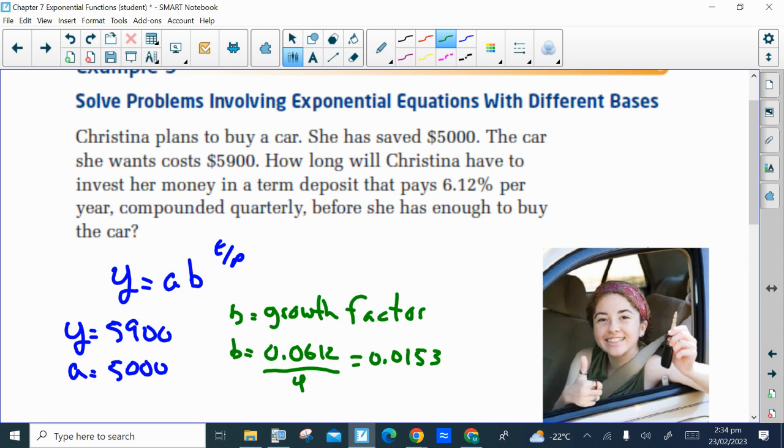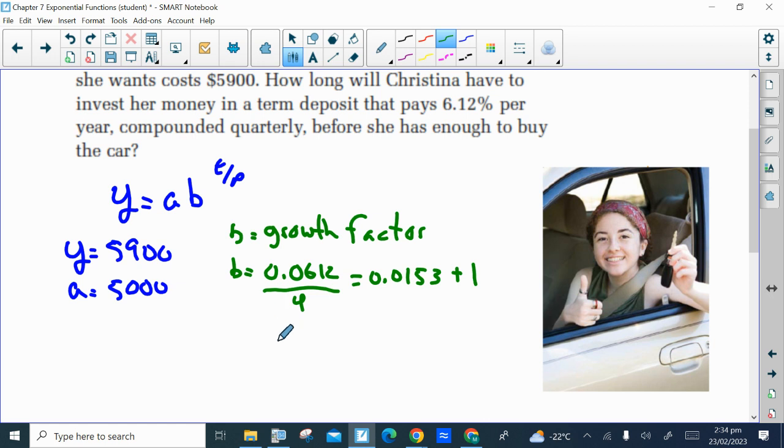So that's what our b value is. However, we're actually going to add a 1 to that because, let me write this out here, 1.0153, because every quarter she's going to have 100% of what she had plus 0.0153 more. It's growing. So you're going to have what you had before, 100% of what you had before, and that's what the 1 represents, plus 0.0153 more. So that is our value of b.